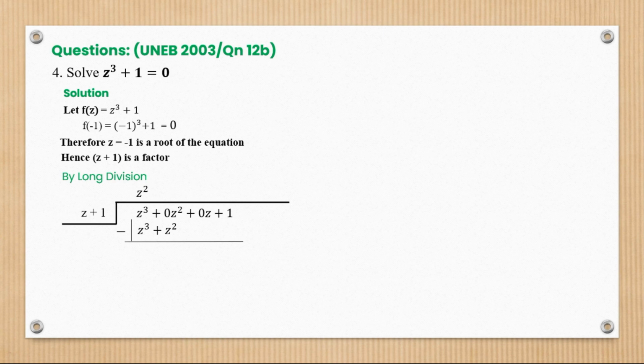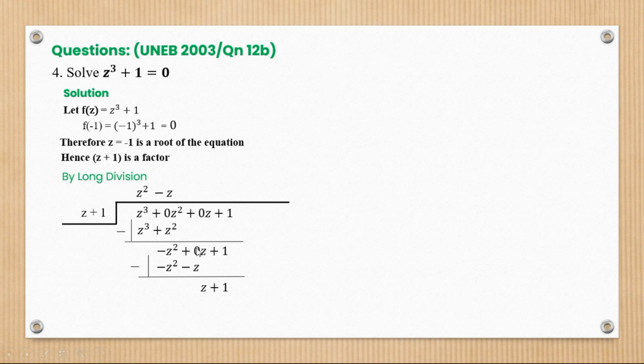z squared. So when we subtract the two, this and this cancel, and then 0 z squared minus z squared is negative z squared. So bring all of this down. So negative z squared divided by this, the answer is negative z. So negative z times that becomes negative z squared minus z. Then when we subtract that, we end up having z plus 1.